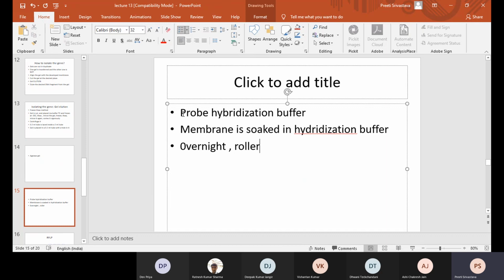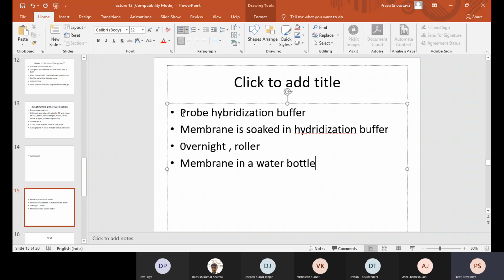Imagine that you have placed the membrane in a water bottle. Everybody has seen a water bottle, the bottle we use in the fridge, something like this. So you put this membrane in a water bottle, and this bottle will contain the hybridization buffer, which contains the probe of interest. This water bottle is now put in a roller, and as a result the bottle keeps moving so that every segment of the membrane comes in contact with the hybridization buffer.